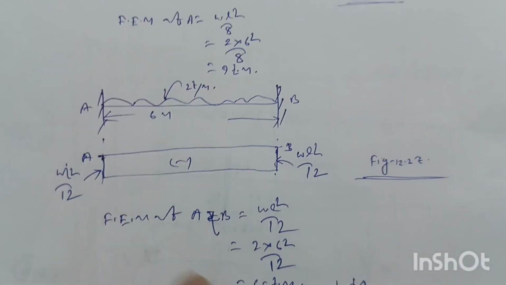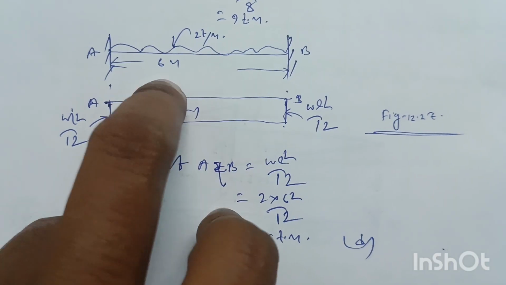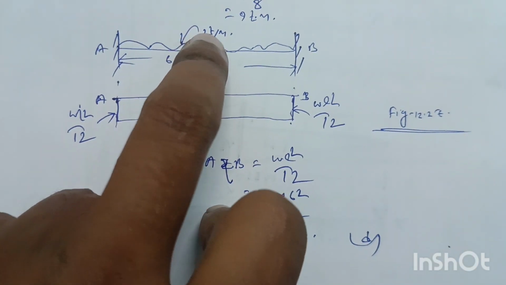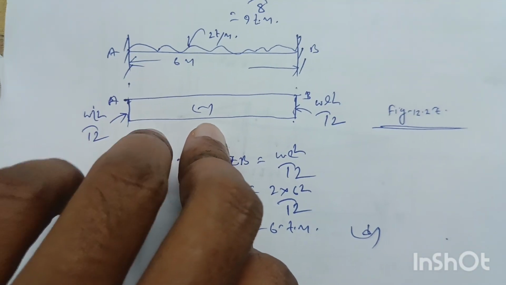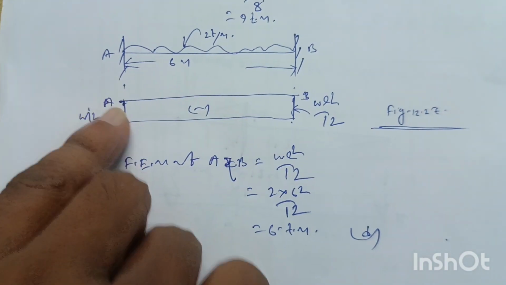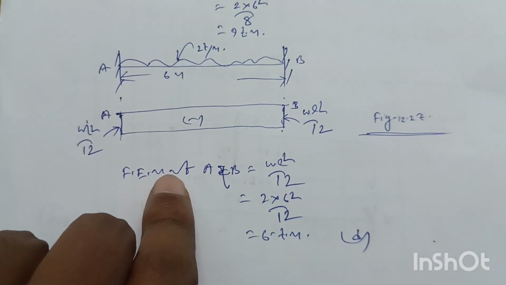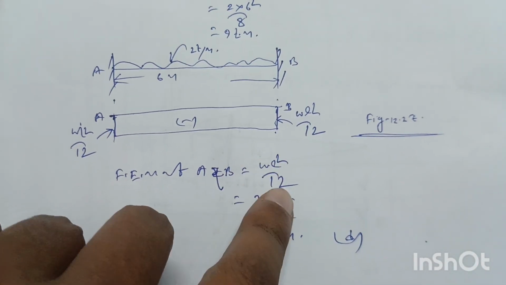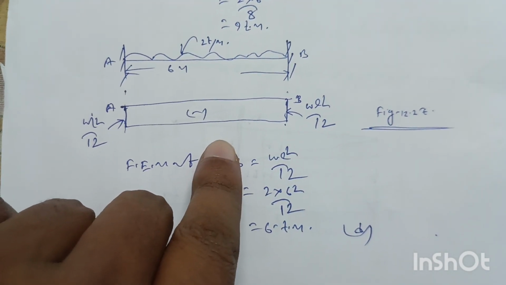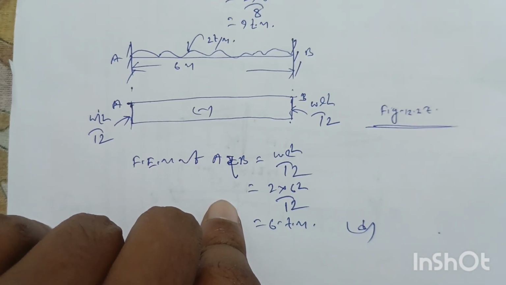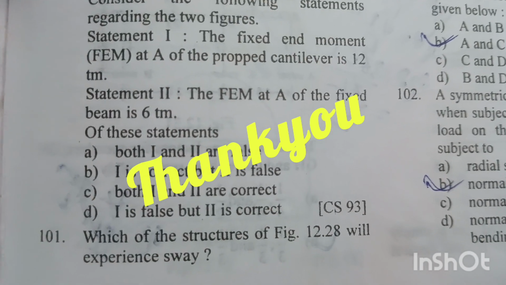But in figure 12.27 the beam is a fixed beam indicated by AB of length 6 meter and same loading intensity 2 ton per meter. The fixed end moment at both end A and B is same, and that will be equal to WL square by 12, and that is minus. So fixed end moment at A and B will be equal to WL square by 12. So W is equal to 2 ton per meter and L equal to 6 meter. So by calculating we will get fixed end moment at A or B is equal to 6 ton meter. Option D is right answer.